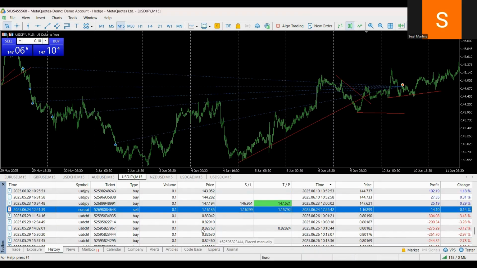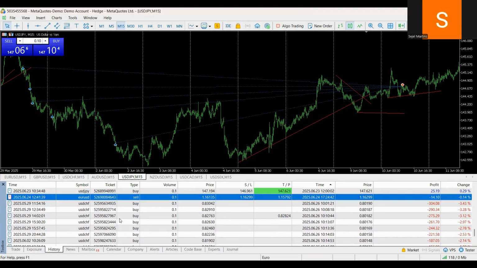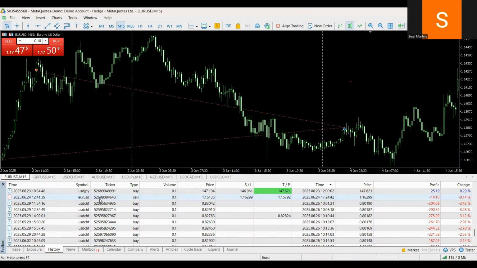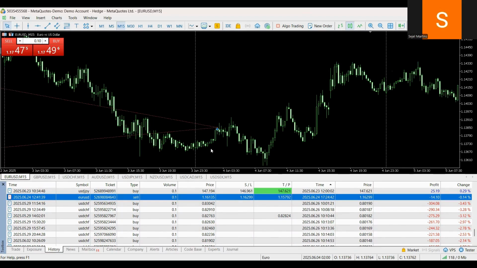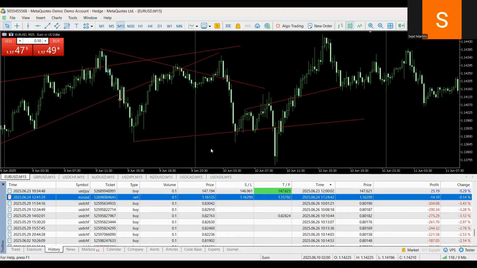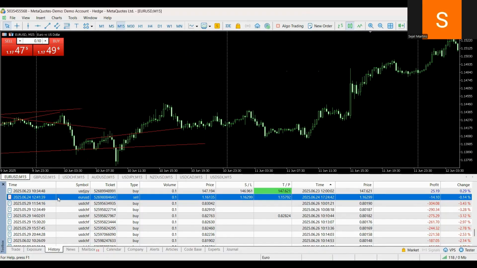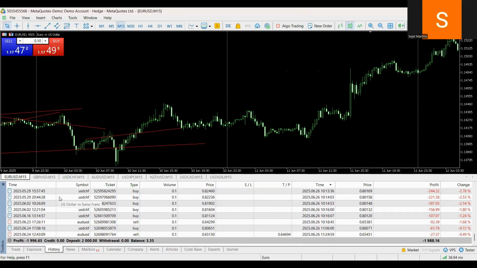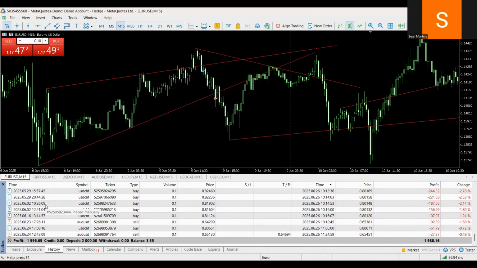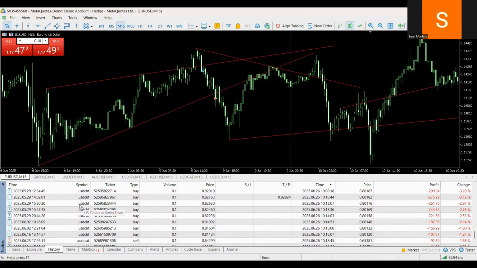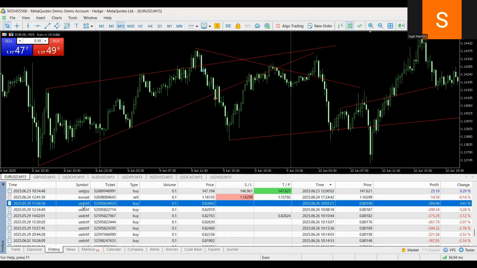So these are the negative trades. Euro USD on 24th. Let me just check. Okay, I think that's the earlier trend, Euro USD. So let's go for this USD CHF, that is on 29.